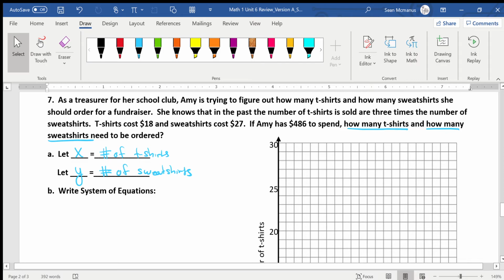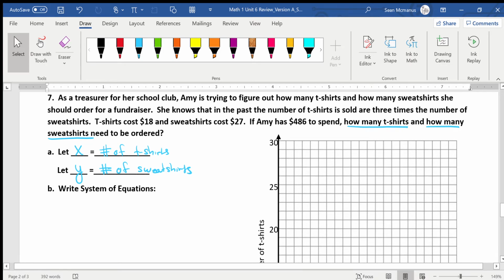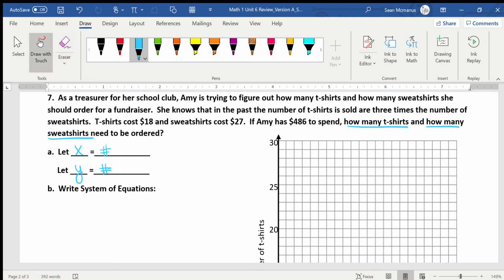Now that I look at the graph, they've already got it labeled, and they have it the other way. So you can label it however you want. This one's already labeled on the graph, so I'm just going to make Y the t-shirts and X the sweatshirts, so it matches the graph over there.